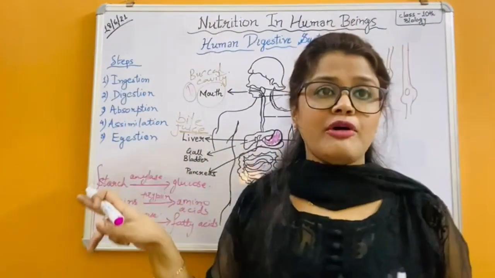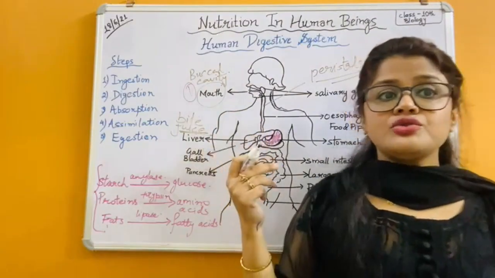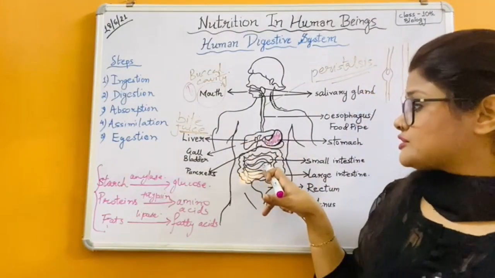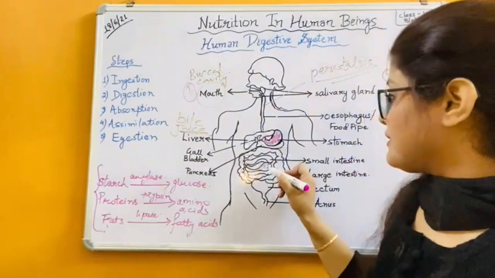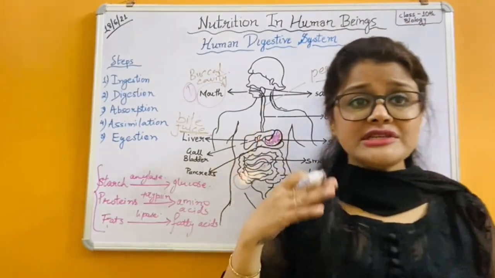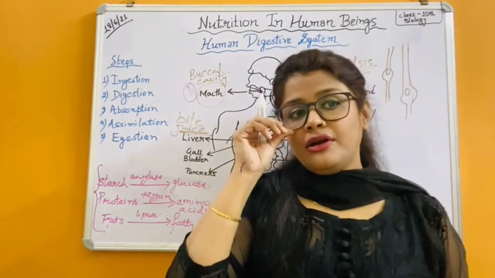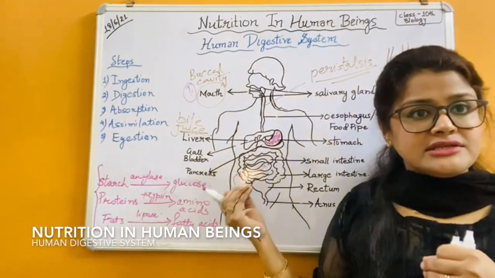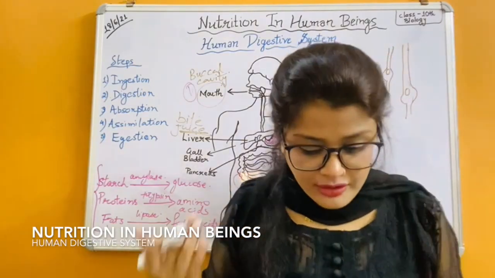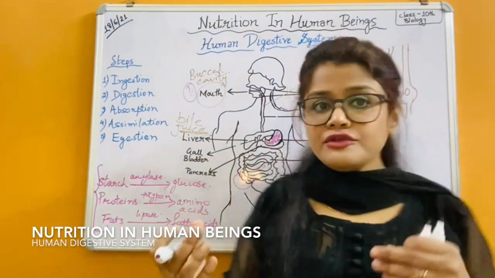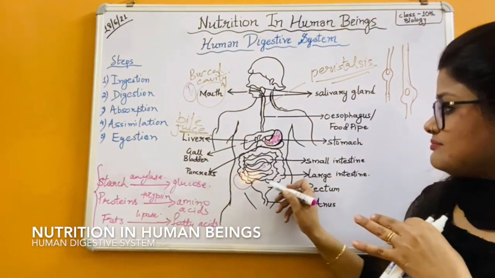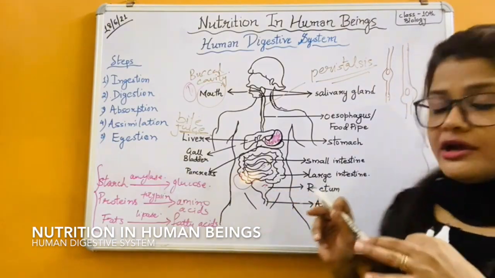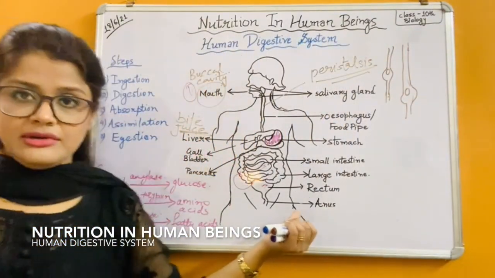Now coming to the last step, which is egestion. Whatever undigested and unabsorbed food is there moves from the small intestine to the large intestine, like roughage or any food which is not digested by our body. Some water and salts are also absorbed in the large intestine, and the leftover part is passed to the rectum, and then it is passed out through the anus as stool.